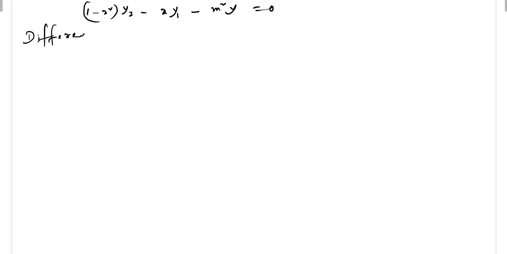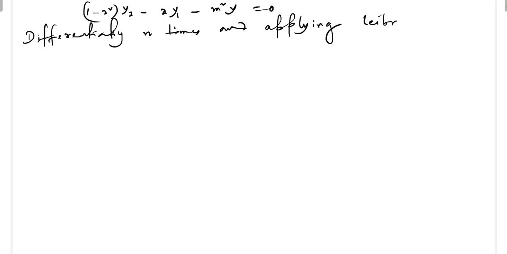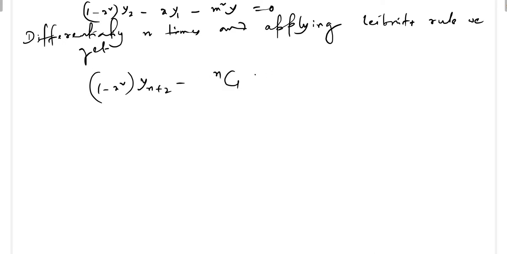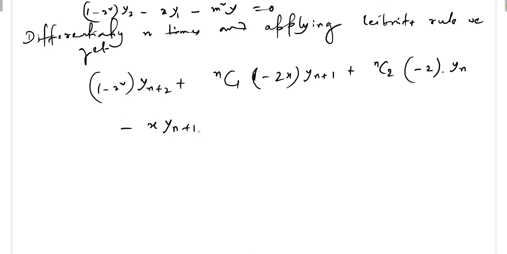Differentiating n times and applying Leibniz rule, we get 1 minus x square into yn plus 2 minus nc1 into minus 2x into yn plus 1 minus nc2 into minus 2 into yn minus x into yn plus 1 minus nc1 into yn minus m square yn equal to 0.